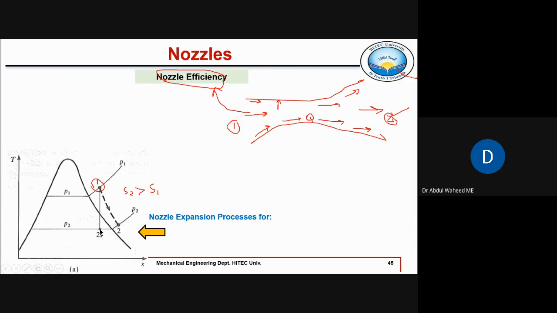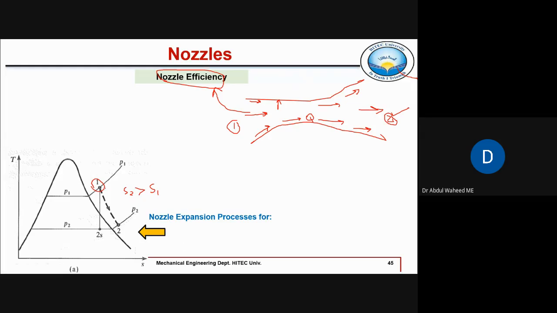Some part of the steam may have been converted into liquid. Because inside the nozzle, we know when pressure drops, temperature also drops. So when temperature and pressure drop, the boiling point also drops. That's why this point could be inside this dome. This is just an example.